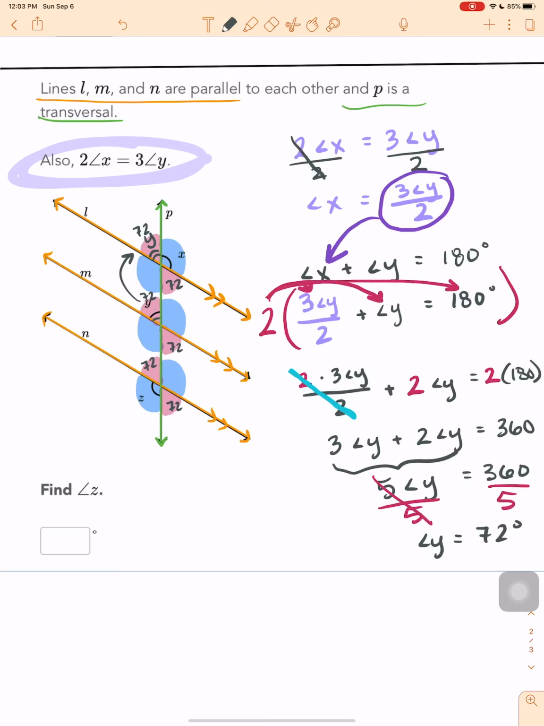And then I notice the pink and the blue are supplementary. So 180 minus 72 is 108 degrees. So all of the blue ones are equal to 108 degrees. So angle z is 108 degrees.